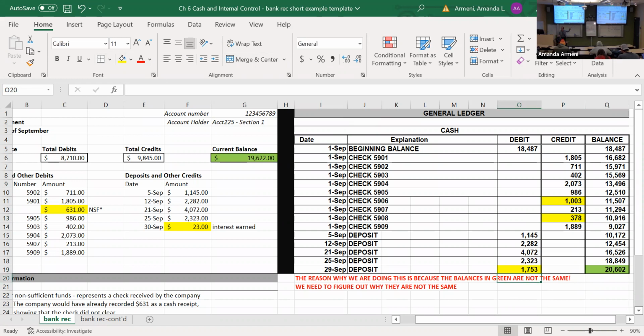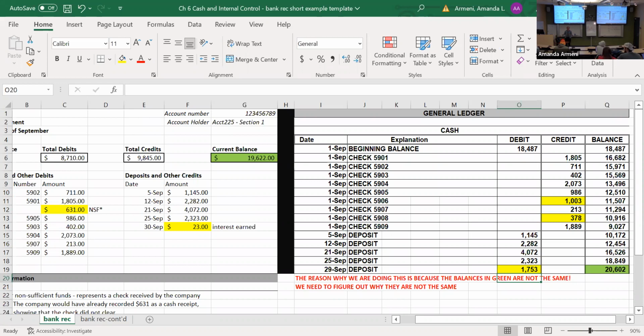So what had to have happened here? That we had a debit of 1753 on our accounting records and nothing appeared on the bank statement. Maybe we got that check, and we didn't deposit it yet, right? So we know we have it, but maybe it was Friday at 4 o'clock, and so we didn't get a chance to take it over to the bank, right?